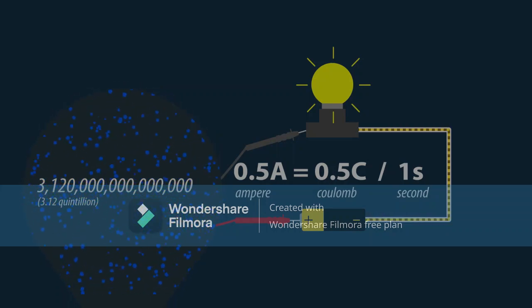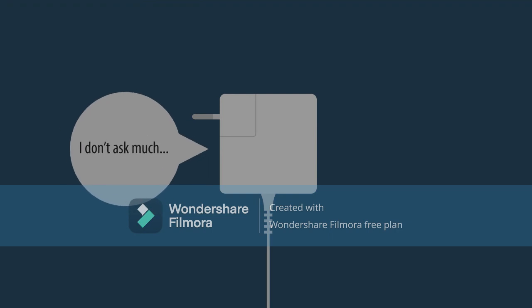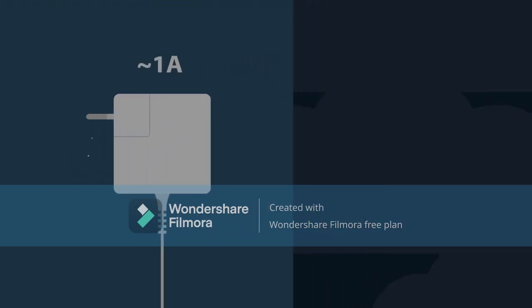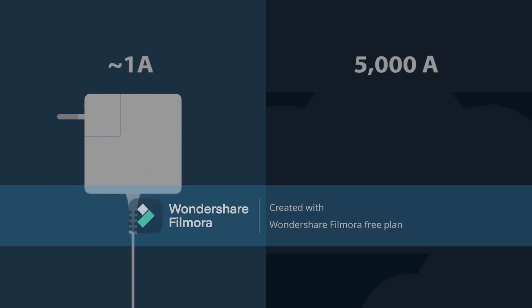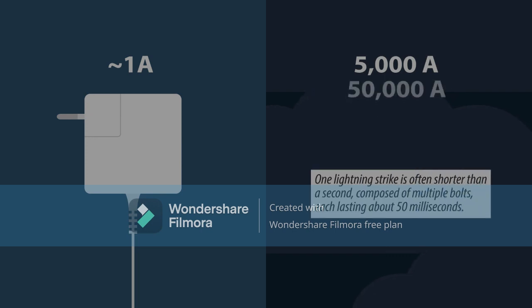To put it into perspective, the adapter of my laptop requires an electric current of 1 amp, while the current in a lightning strike can vary from 5,000 to 50,000 amperes, depending on the strength of the storm.